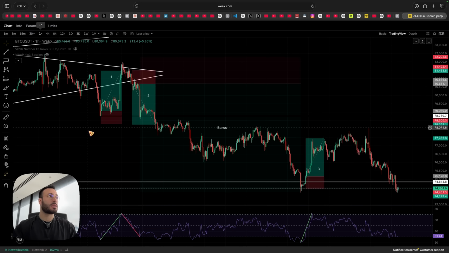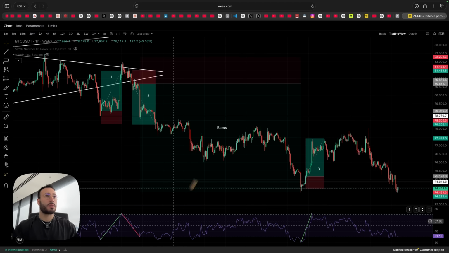Let's get into it. This is Bitcoin on the 1-hour chart. Down at the bottom, we have the RSI, the relative strength index. Here's how I use RSI in my process, and this is important. RSI is always the first thing I look at. When the RSI hits an extreme, below 30 oversold or above 70 overbought, that's my alert. It tells me to pay attention because something is happening with momentum.